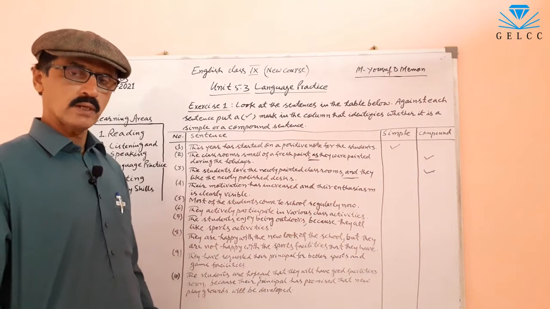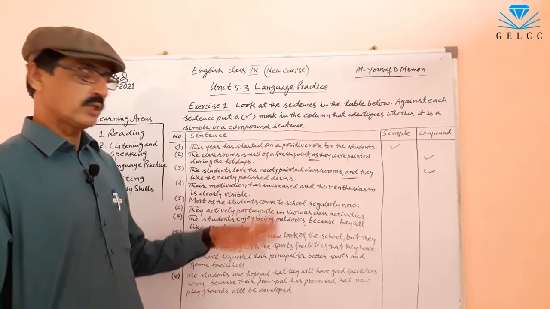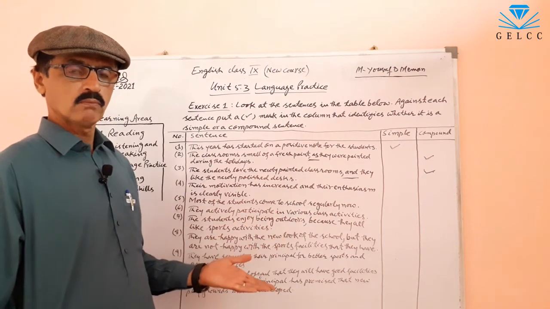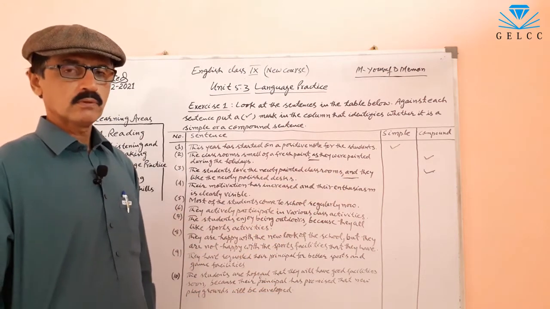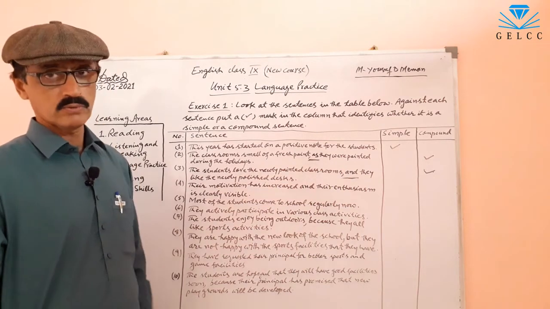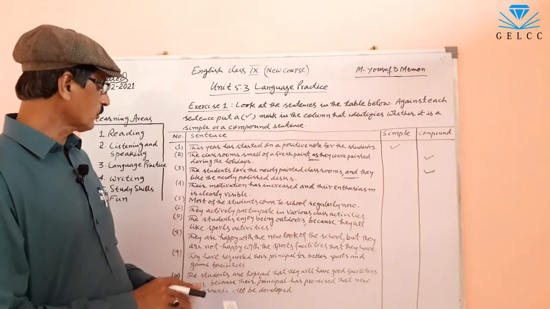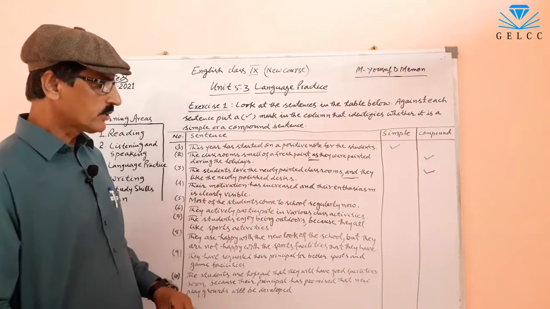Both are independent clauses. Both are independent sentences. Both sentences can stand alone. They are joined by a comma and conjunction. And is the conjunction. So it is a compound sentence. Now sentence number 4. Their motivation has increased.